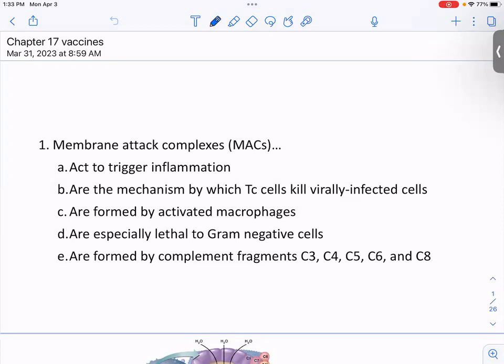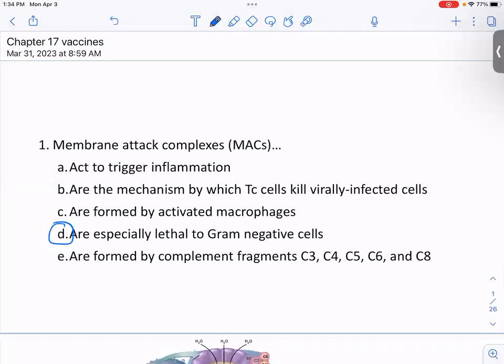I'm having a number of questions, those of you that are coming to office hours, that want to talk about complement. So take a second if you haven't decided which of these is your best answer. We'll talk about it. We'll review complement a little bit. So you can see by one multiple choice question, you can kind of get at a lot of different things. Okay, correct answer here should be D.